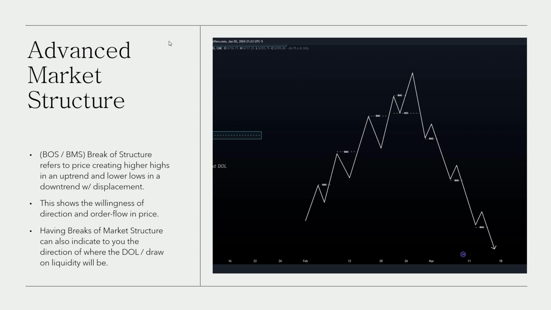Okay, so a break of structure, also known as a break of market structure, so BOS or BMS, you can use either one, refers to price creating higher highs in an uptrend and lower lows in a downtrend with displacement, which is what we just went over. This shows the willingness of direction and order flow in price. Having breaks of market structure can also indicate to you the direction of where the draw on liquidity will be.